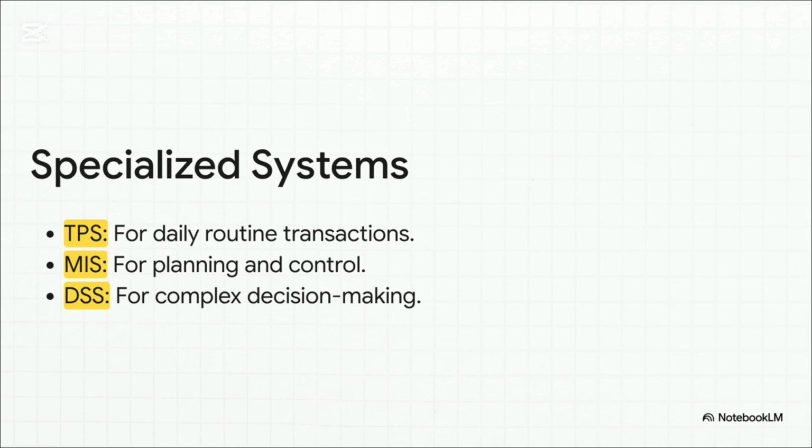You've got your transaction processing system, or TPS. That's the workhorse for all the daily stuff. Think of an ATM processing a withdrawal. Then you've got the Management Information System, or MIS, which helps managers plan things out by summarizing all that data. And finally, you have the Decision Support System, or DSS, which is the heavy-duty tool that executives use to model complex problems and make those big strategic decisions.